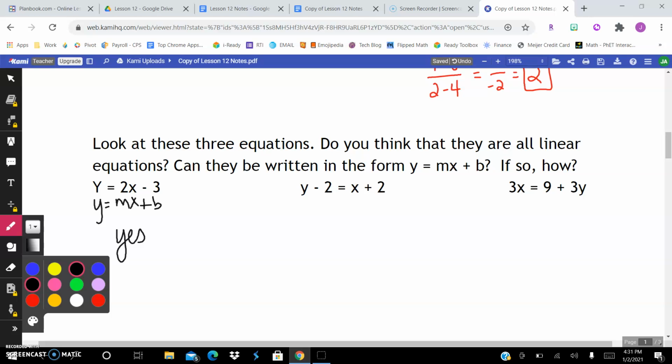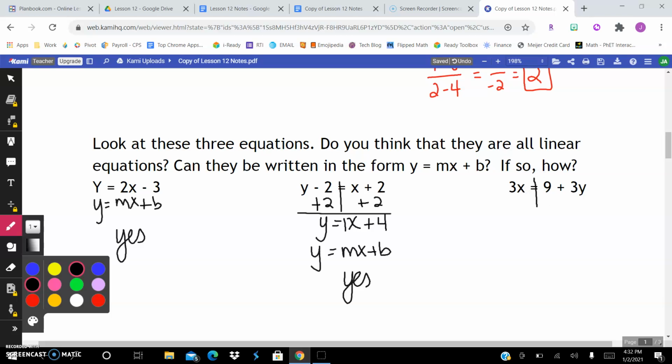This one is not in the form of y equals mx plus b. I need it to be y equals, so that minus 2 can't be there. So I'm going to move it to the other side. So opposite of minus 2 is going to be add 2. So I'm going to have y equals, and then I have my x, and 2 plus 2 is going to be a positive 4. So now does this look like mx plus b? Yes, it does. The only thing it's missing, it doesn't have a number there for m, but when we don't have a number in front of x, it's really a 1. So yes, this one is in linear form as well.